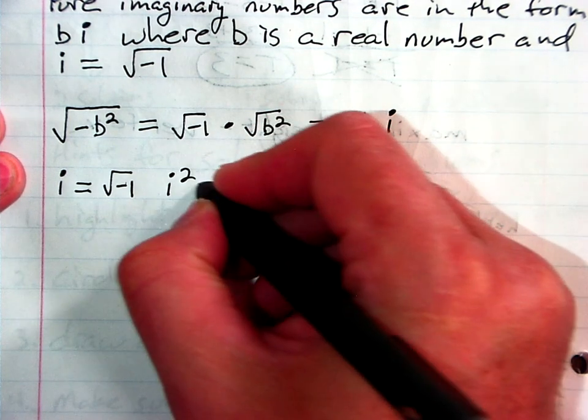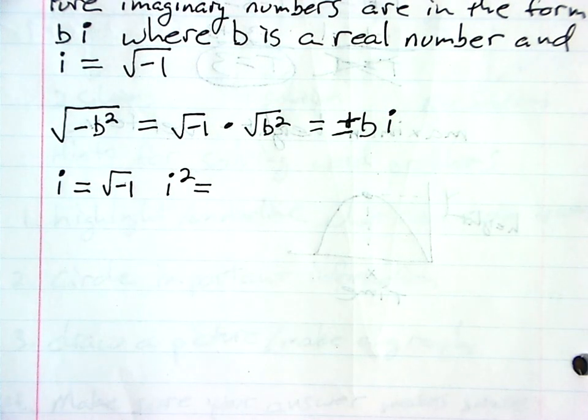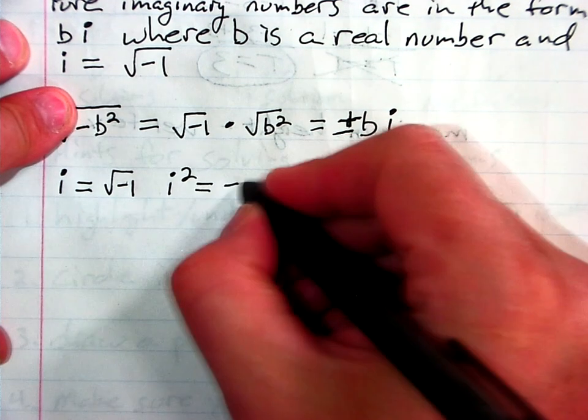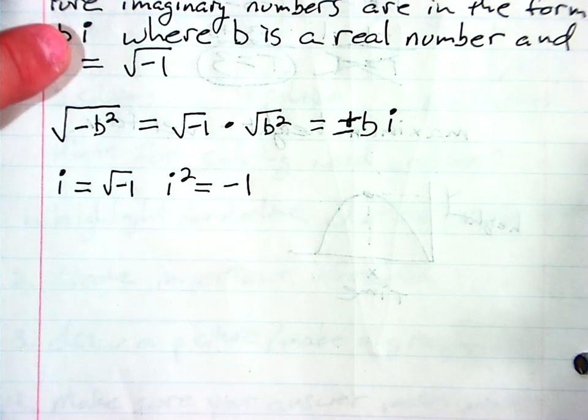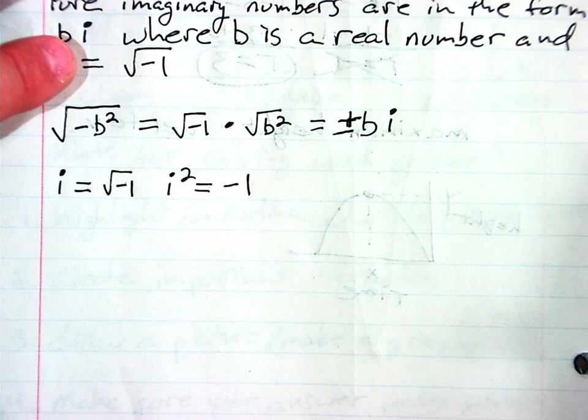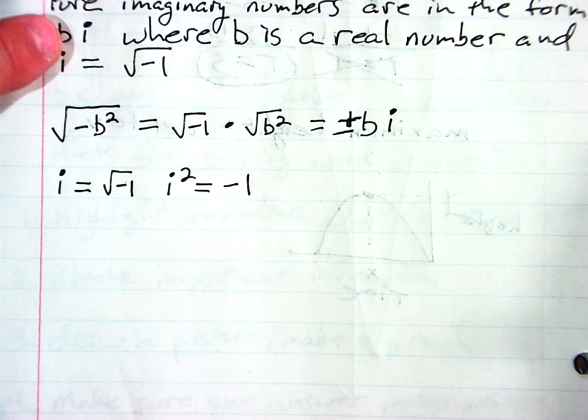Next, we have i squared. i squared equals negative 1. So if it's like a square number, there is no square root. It's just a number. Hold on. Let's just continue on, and if you have questions later, I'll try and answer them then.